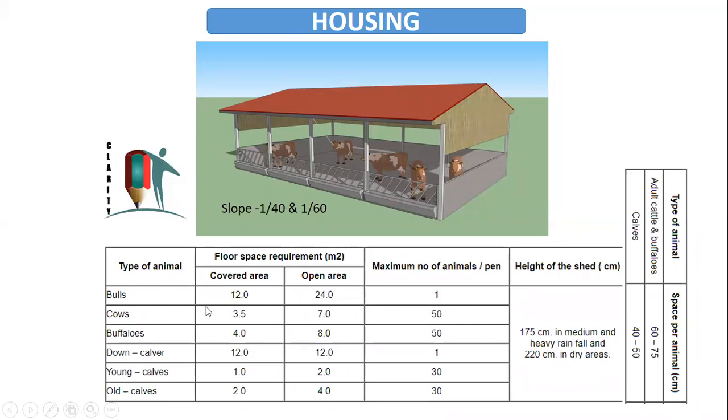Okay, cow, buffalo, down calver, young calves, old calves. So what is the difference between calf and heifer? What is the difference between calf and heifer? Six months to first calving. 6 months to 1 year, till 1 year, right? Yes, female before calving. Okay.